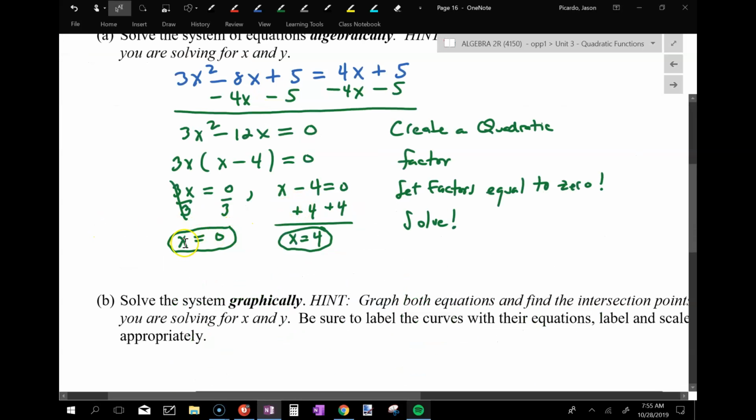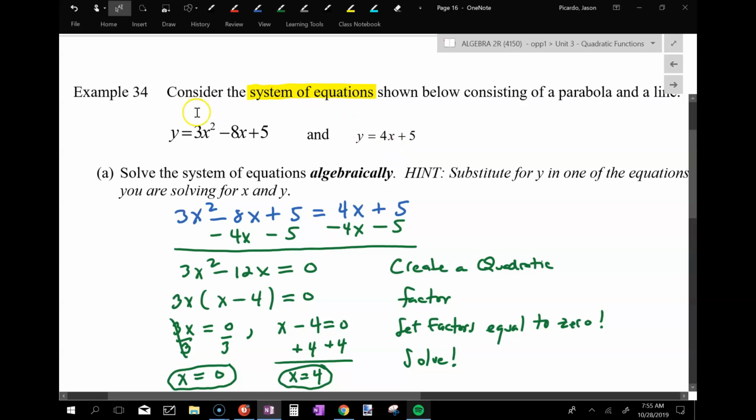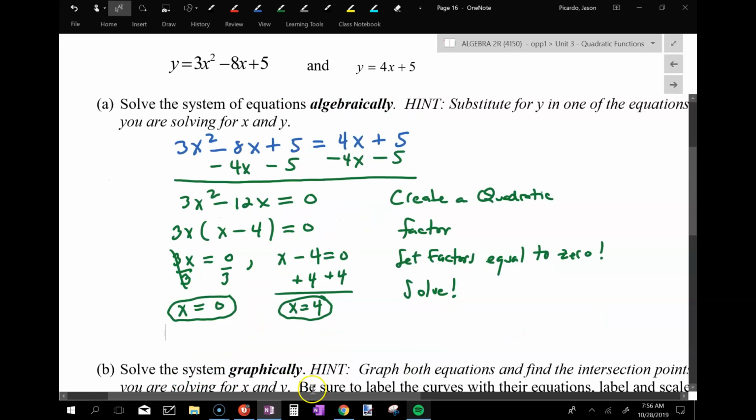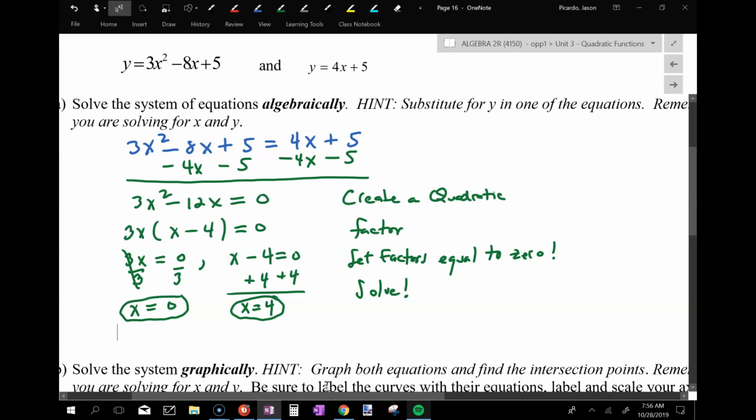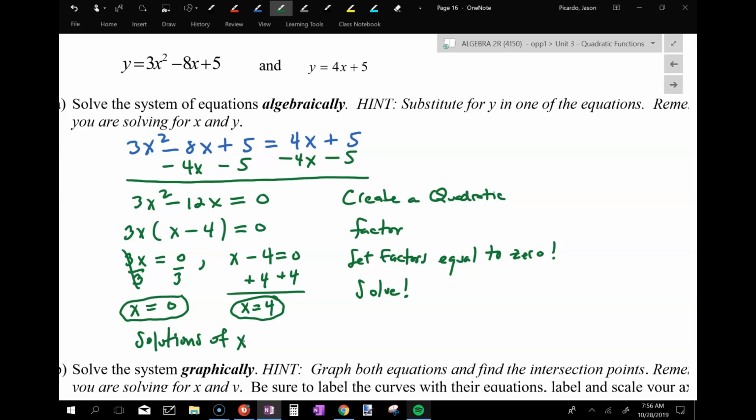I found the x solutions, right? How do I get the y solutions? I now plug them back in. Does it matter which one I plug into? No, I can plug into either one. So I'm going to choose the one that's easiest, which is probably that one, right? All right, so those are my solutions of x. Let's write that down. There are two solutions of x, right? Which means there are going to be two solutions of y.